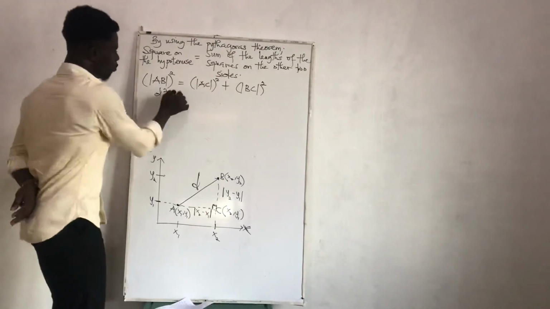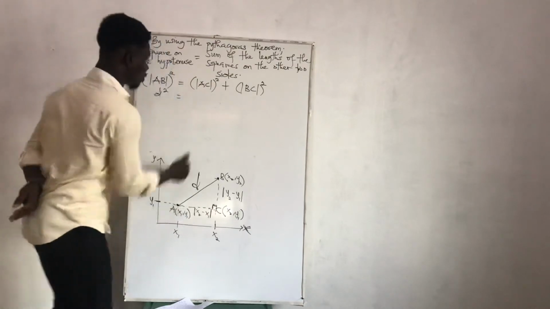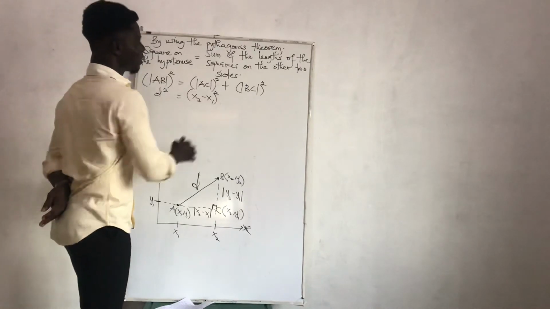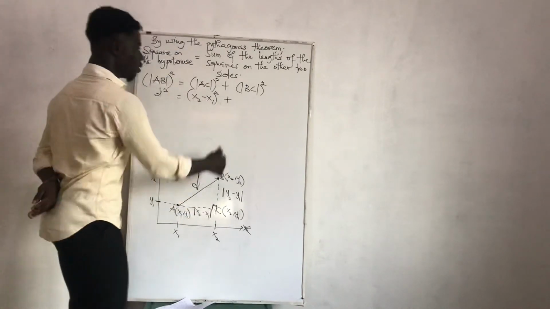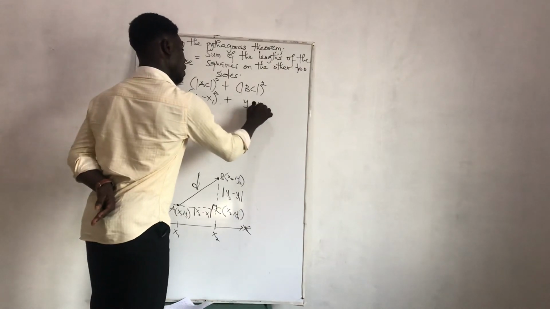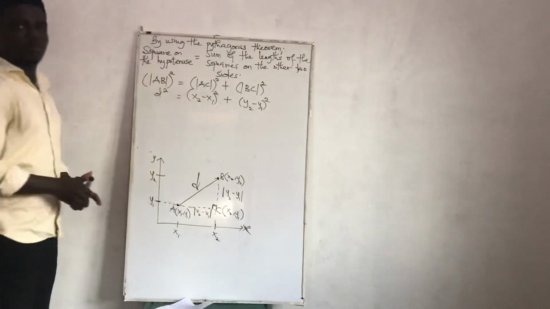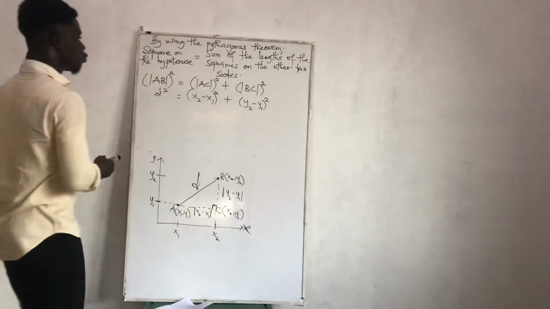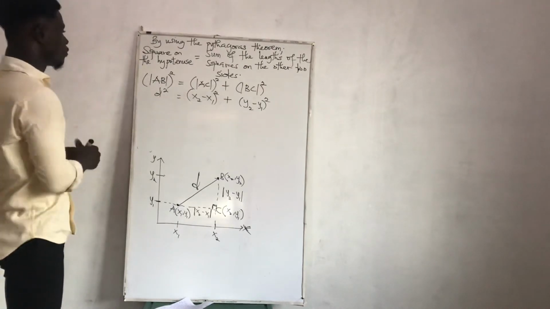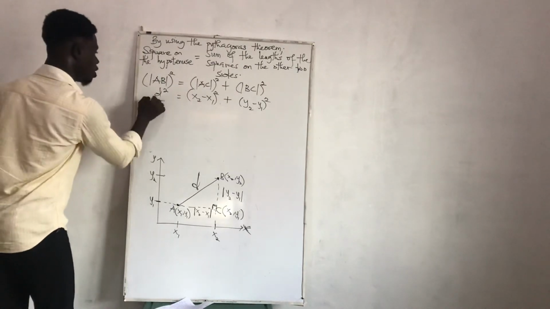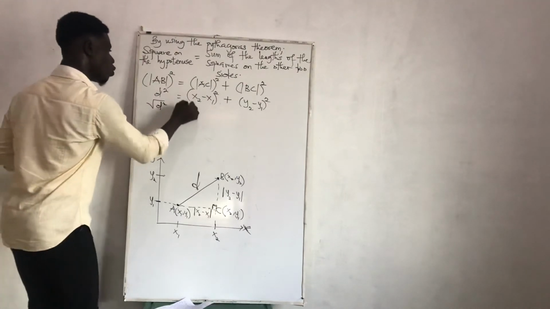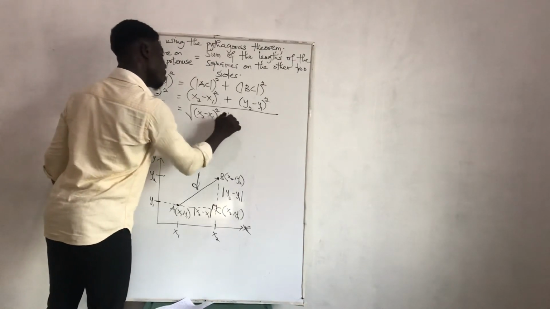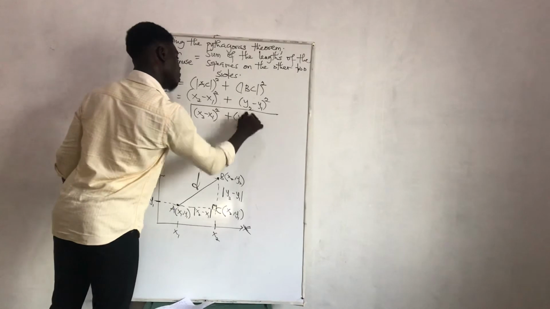So I will get D squared, which is equal to the length of AC. We know that is X2 minus X1, all squared, plus BC, which is Y2 minus Y1, all squared. So we are finding D, making D the subject. What do we have to do? We take the square root on both sides of the equation. So I have the square root of D squared must be equal to the square root of X2 minus X1 all squared plus Y2 minus Y1 all squared.